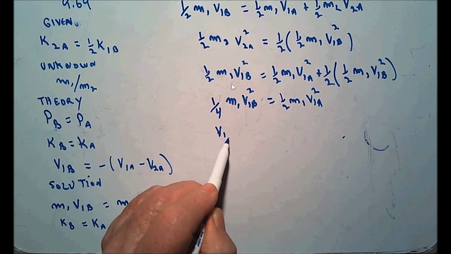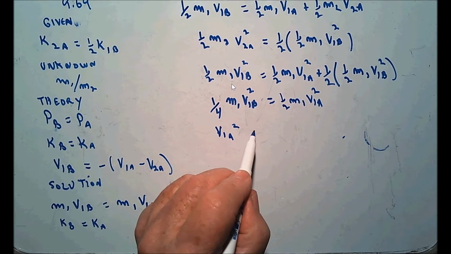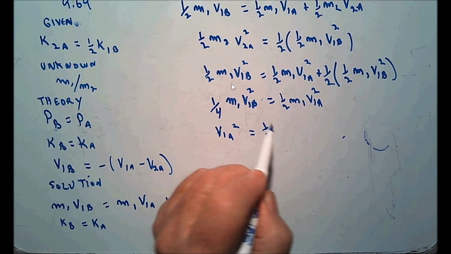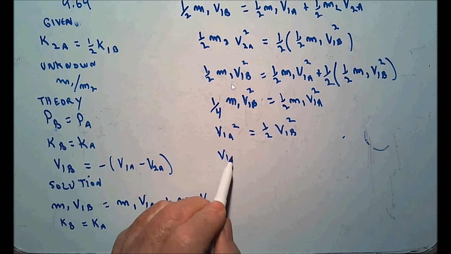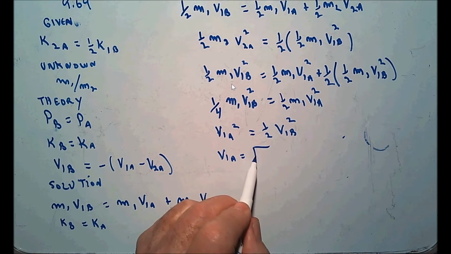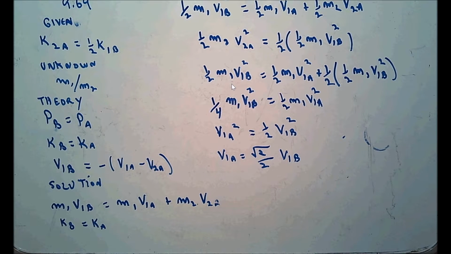V1 after squared, the m's cancel out, equals 1/2 of V1 before squared. And if I take the square root, then V1 after equals, when I write the square root of 1/2, I like to write that as the square root of 2 over 2 times the velocity of 1 before. So that's going to allow me to find the relationship between V1 after and V1 before.